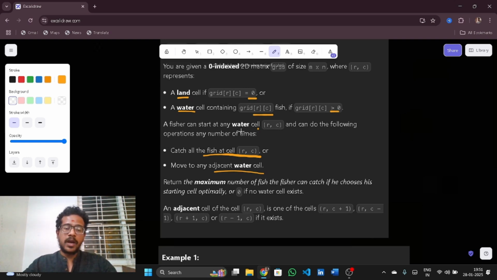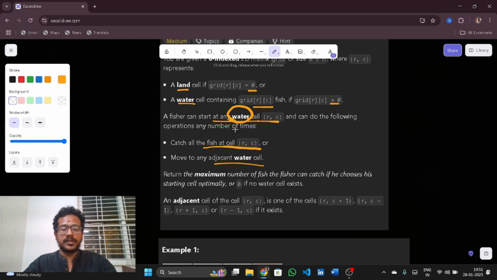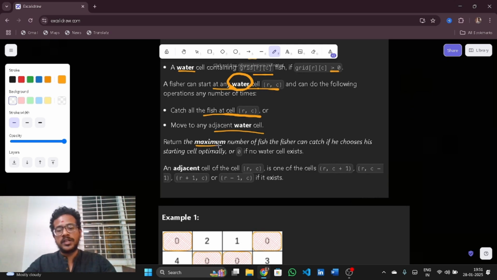If you are a fisherman, then you can start at any water cell. If you see, you can start at any water cell because a fisherman can't get fish on land, right? So you will be starting with a water cell and return the maximum number of fish the fisher can catch if he chooses his starting cell optimally.